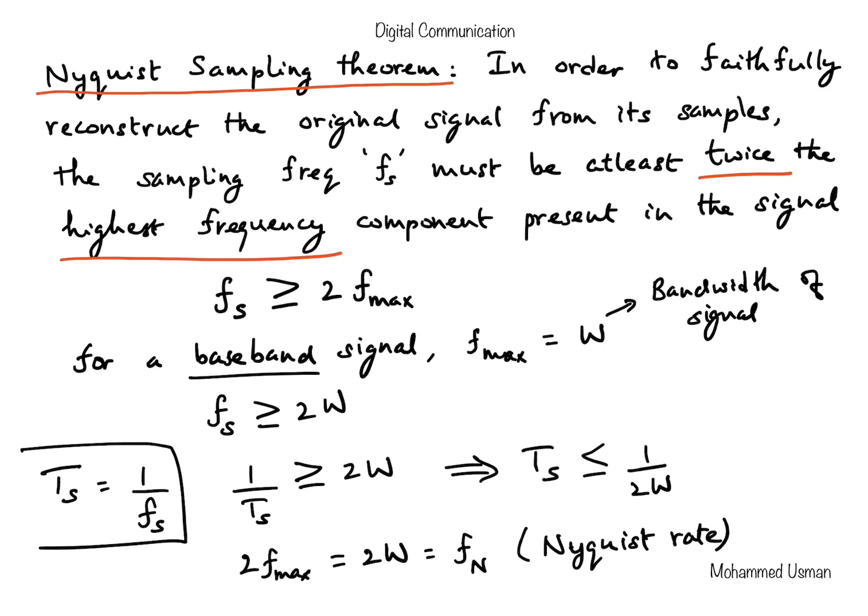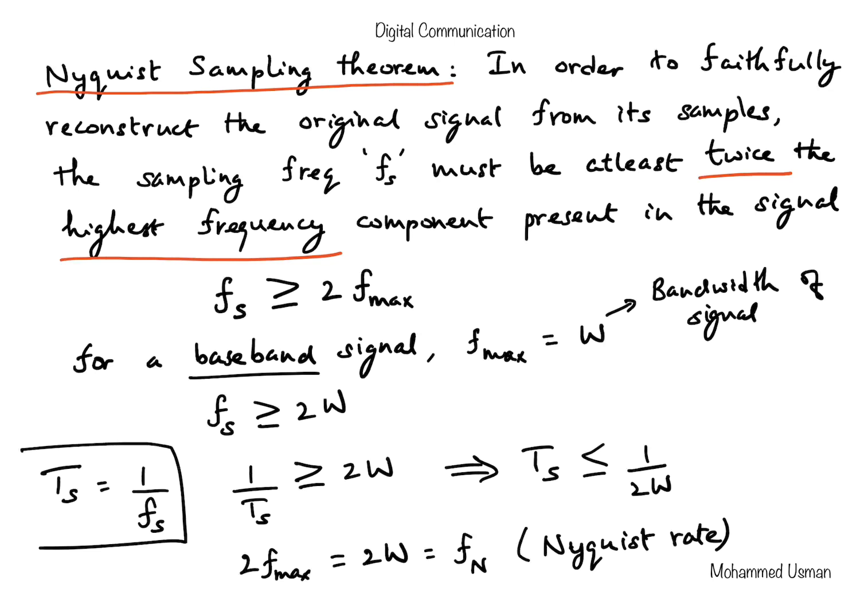In practice, however, a sampling rate greater than the Nyquist rate is chosen for reasons that we will discuss later, but the condition that is required mathematically to be able to reconstruct the original signal from the samples is that the sampling rate should be at least twice the maximum frequency present in the signal. It should not be less than that. It could be more than that, but it should at least be twice the maximum frequency present in the signal.